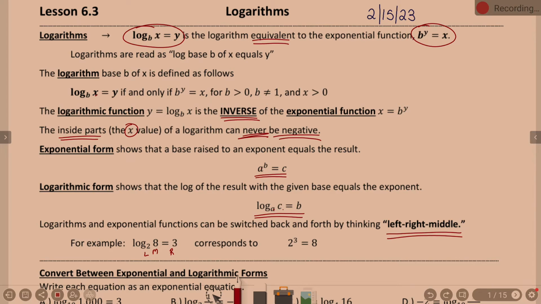If we're going to rewrite that in exponential form, a phrase you can use to help you is left, right, middle. It's the left value raised to the right value equals the middle value. So here you have 2 raised to the 3 equals 8. Thus it becomes left, right, middle when we reorder the pieces.